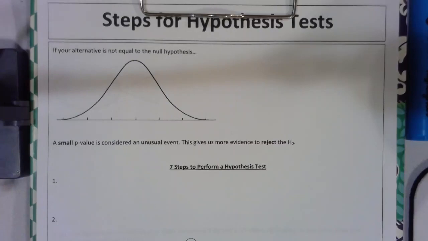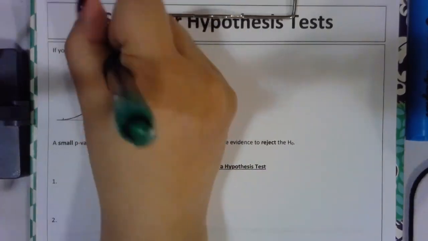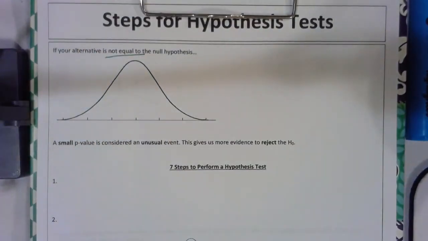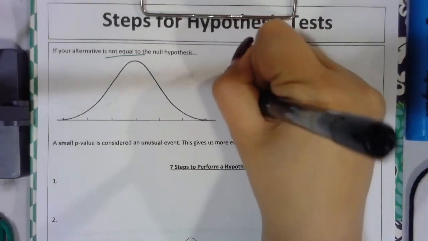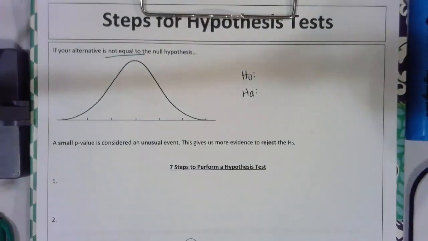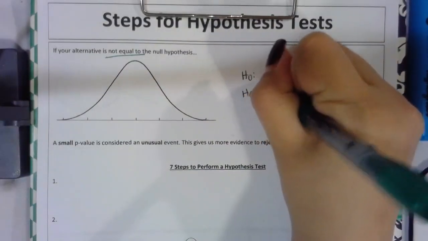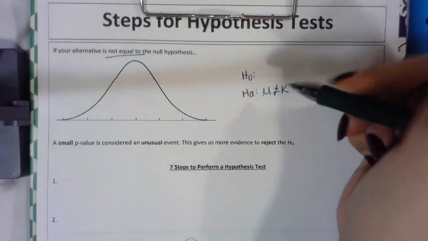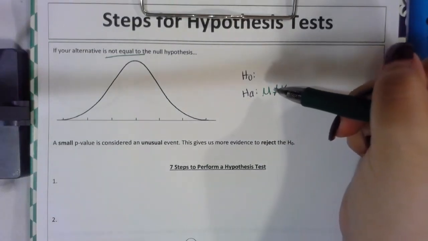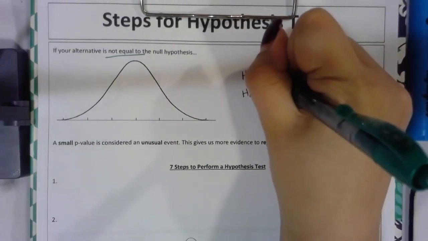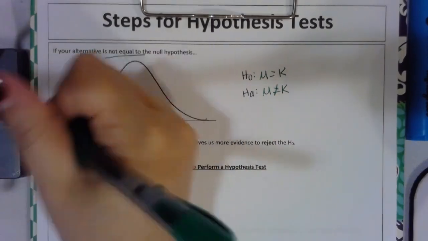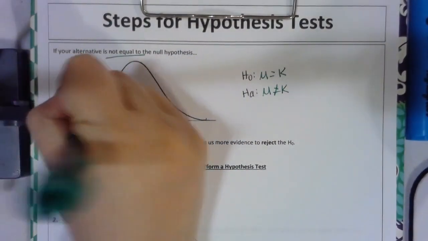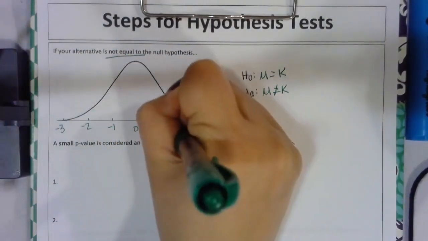But if your alternative is not equal to the null hypothesis, there should be an HA here and an HA here. That means that we are not equal to K. If you're not equal to, the complement or the opposite of that would be to be equal to it. Okay, again, just label -3, -2, -1, 0, 1, 2, 3.